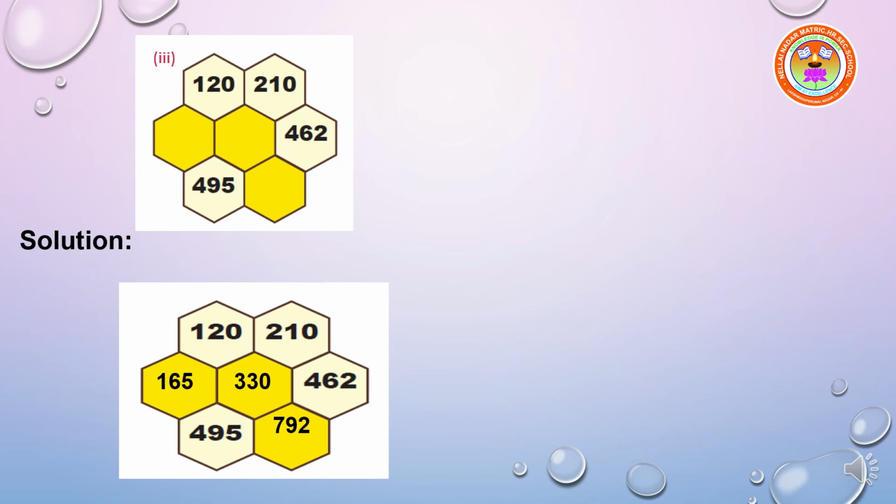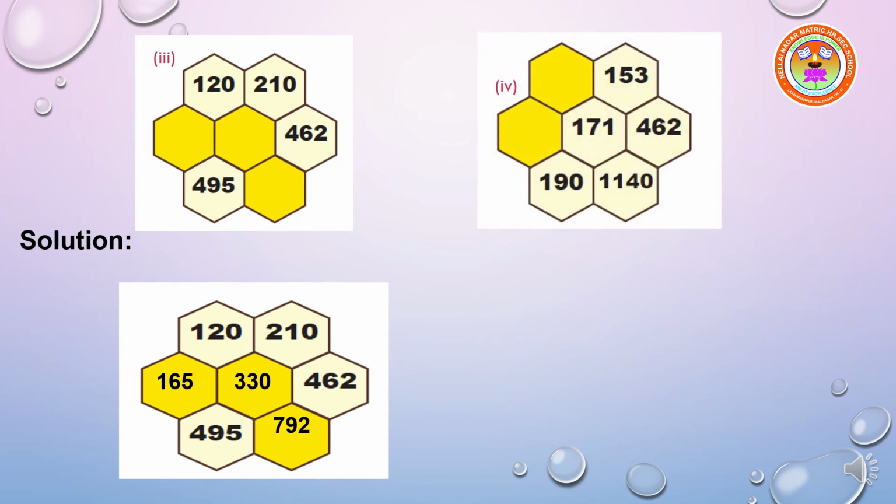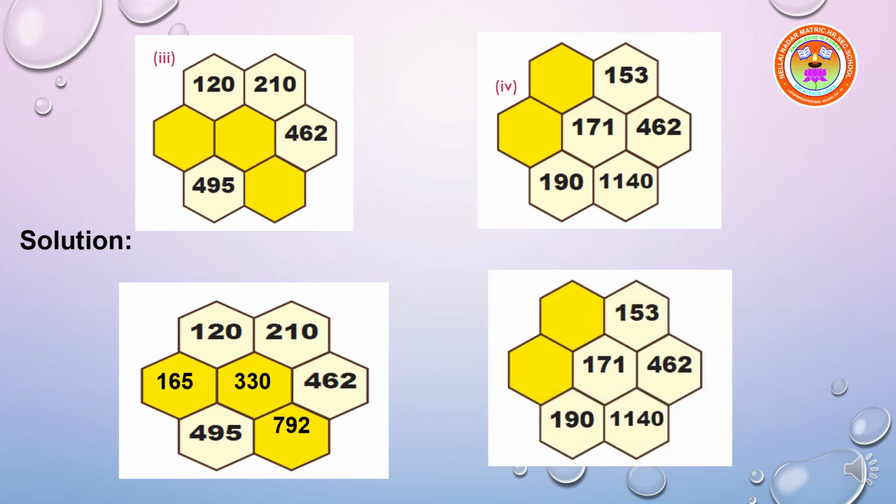Yes, children? Next question. Here you have to find two boxes. First, let us subtract 171 from 190. That will be 19. Again, we are going to subtract 153 from 171, so that the value is 18.